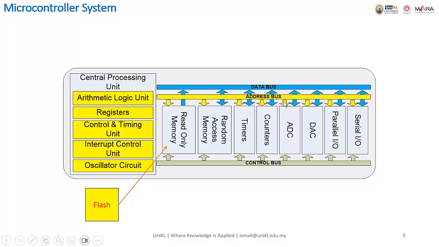So now the processor comes with flash, much cheaper and easier, so it became popular. That's why microcontrollers started to be popular sometime in the 90s.